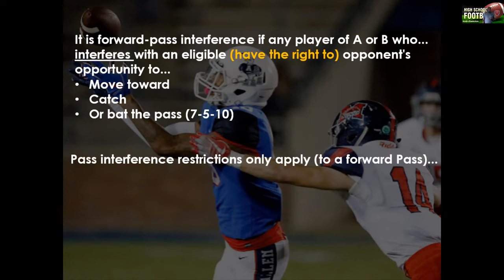All right. Pass interference restrictions only apply to a forward pass. All right. So there's more to that, honestly, but let's see. Beyond the neutral zone, okay? So if the ball don't go beyond the neutral zone, the pass interference restrictions do not apply. So technically, if I'm throwing a screen pass, be it forward or backwards, behind the line of scrimmage, and that defender moves up and push and knocks the other guy out of the way to catch the ball, that's not pass interference, right? Because the contact happened behind the line of scrimmage, behind the neutral zone, right? Only applies to balls beyond the neutral zone.